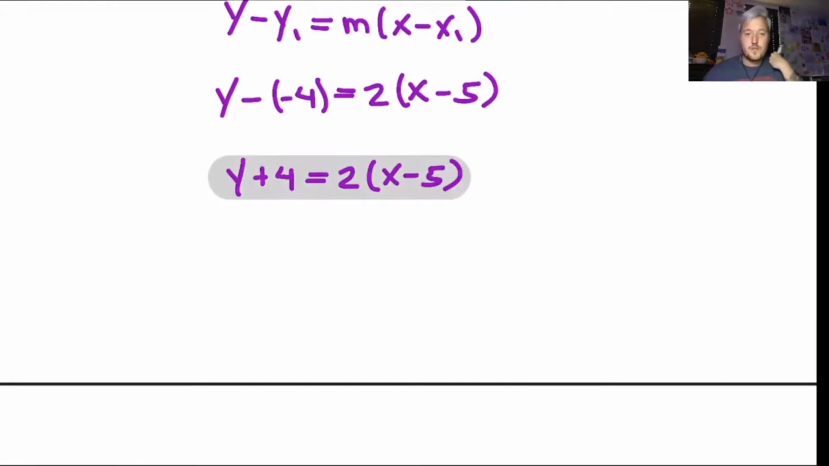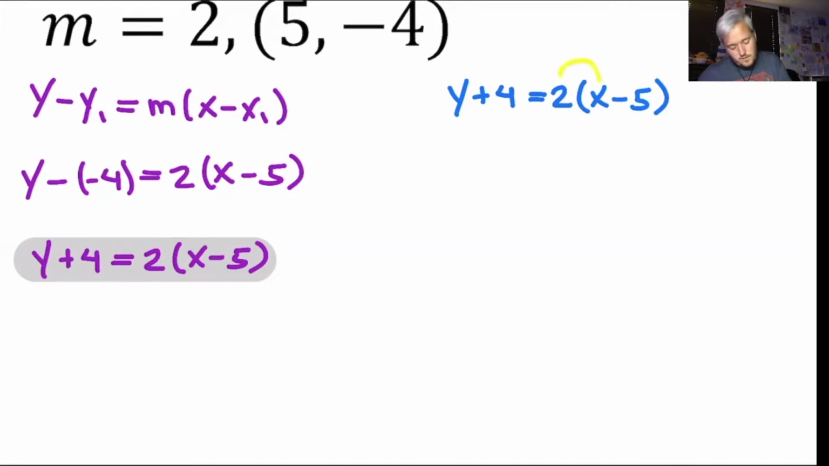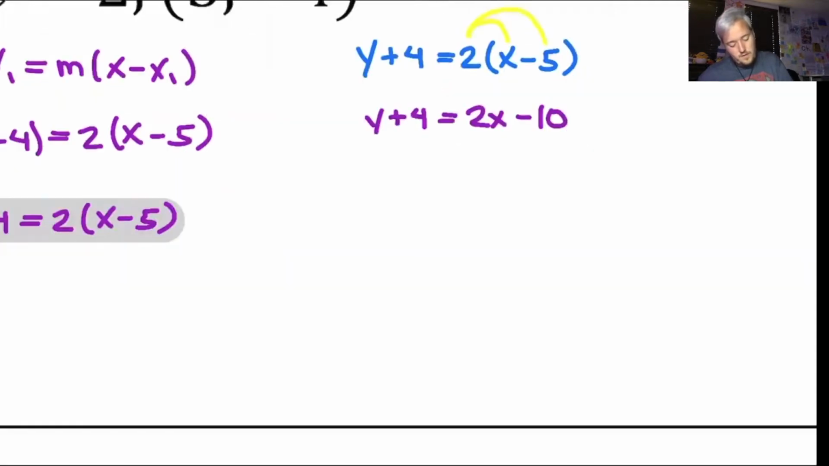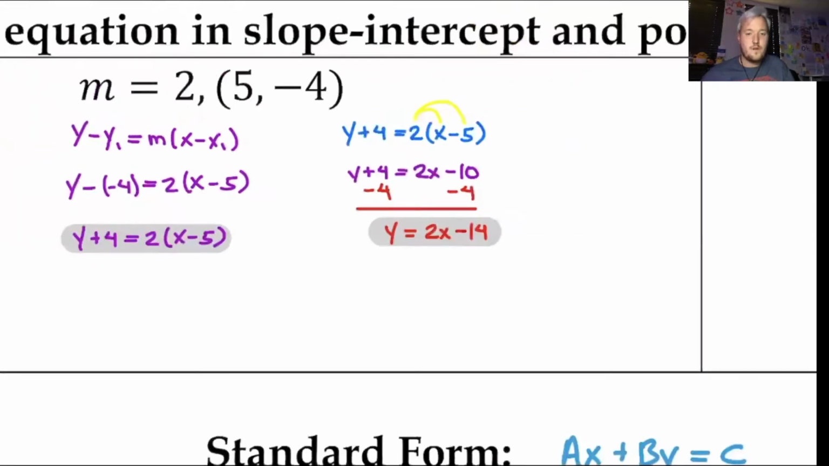Now I'm going to use this same exact form to convert into slope-intercept form. I'm going to write it up here. The first thing you need to do is convert, so I'm going to distribute the 2. So y plus 4 equals 2x minus 10. And then I'm going to subtract 4. So your equation here is y equals 2x minus 14. All right, there's the first one.